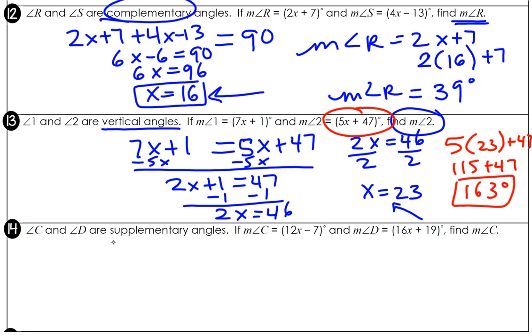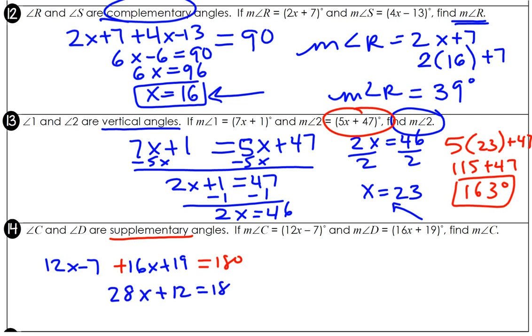Alright, last one. C and D are supplementary. That means that their sum is equal to 180 degrees. So I'm going to add these two angles together. And I'm going to say that they're equal to 180. Combine like terms. Subtract 12. I've run out of room, so I'm going to move up here. And divide by 28.